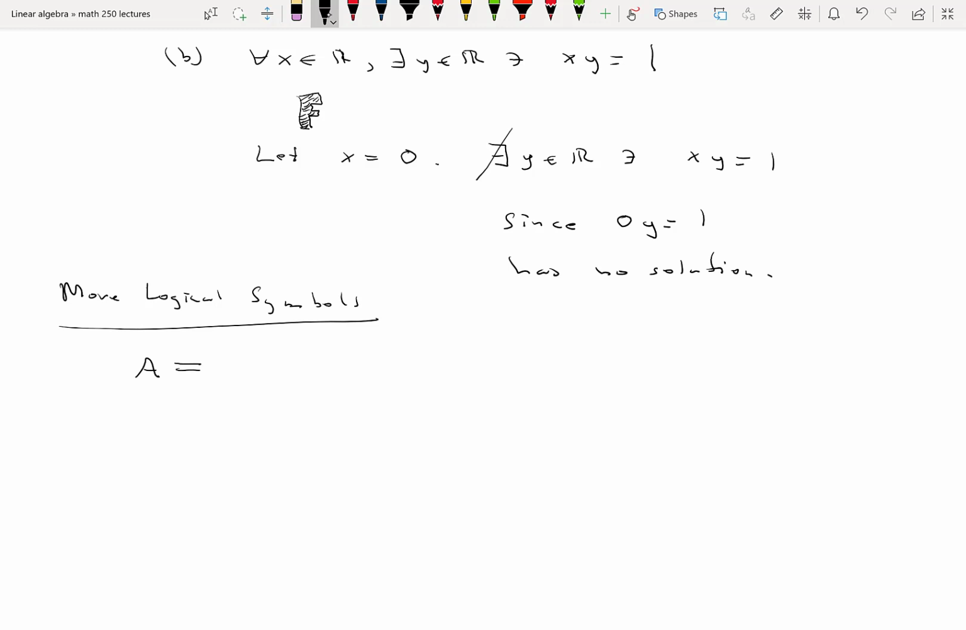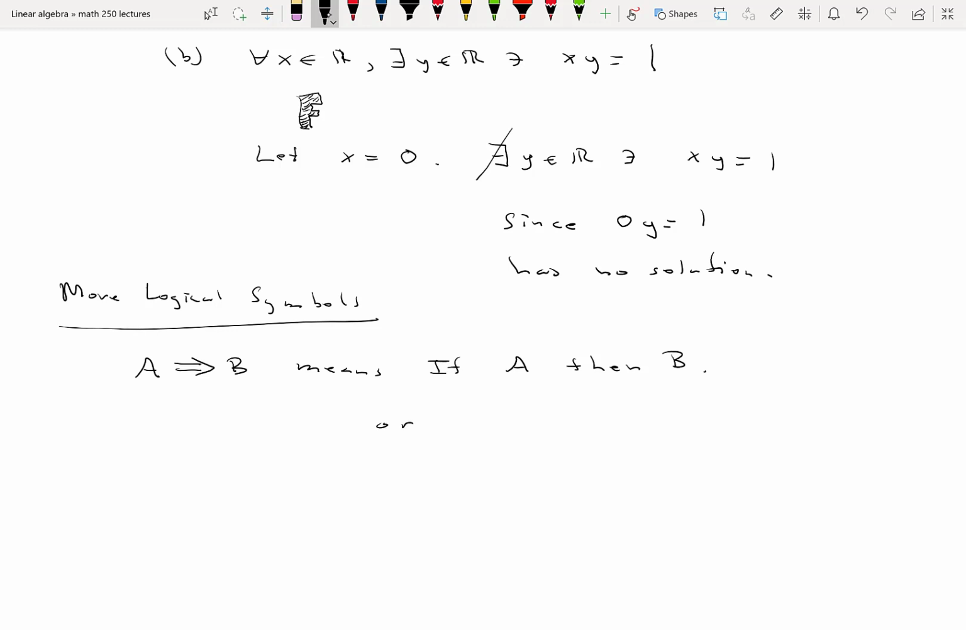A double arrow B, or A arrow B, means if A, then B. Be very careful about reversing this. If it's true that if A, then B, it's not necessarily true that if B, then A. We'll come back to that in a minute.